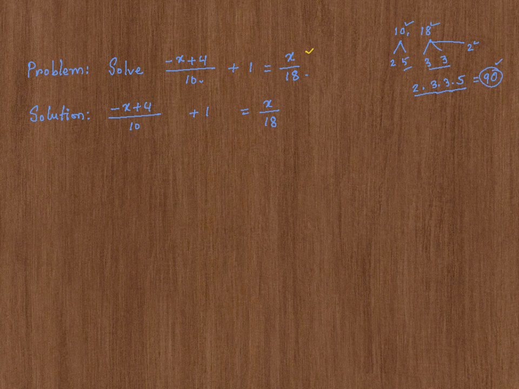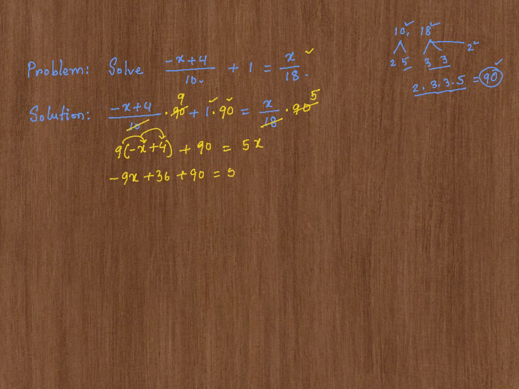So what I am going to do, I am going to multiply both sides of this equation by 90. If I did that, 10 goes into 90 9 times, so it's going to be 9 times negative x plus 4, plus 1 times 90 is 90, is equal to 18 goes into 90 5 times, so it's going to be 5 times x, 5x. Now I use the distributive property to simplify it. 9 times negative x is negative 9x, then 9 times 4 is 36, plus 90 is equal to 5x.